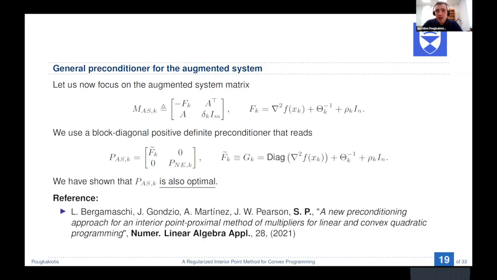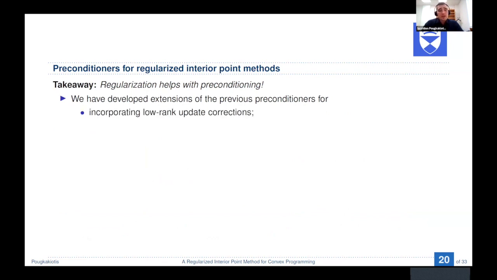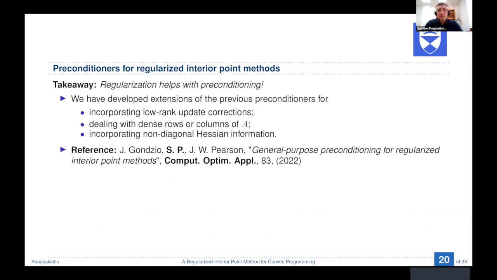So this is the work in which we derived these two preconditioners and successfully showcased that they give very efficient and scalable regularized interior point methods. Now, the takeaway message here is that regularization helps us with preconditioning, apart from also introducing numerical stability. And to showcase that, we have developed several extensions of the previous preconditioners, including techniques for incorporating low-rank updates, dealing with dense rows or columns of matrix A, which actually can be quite cumbersome when you're factorizing the Newton system, and also incorporating non-diagonal Hessian information. And this was covered in a second publication relating to preconditioning.